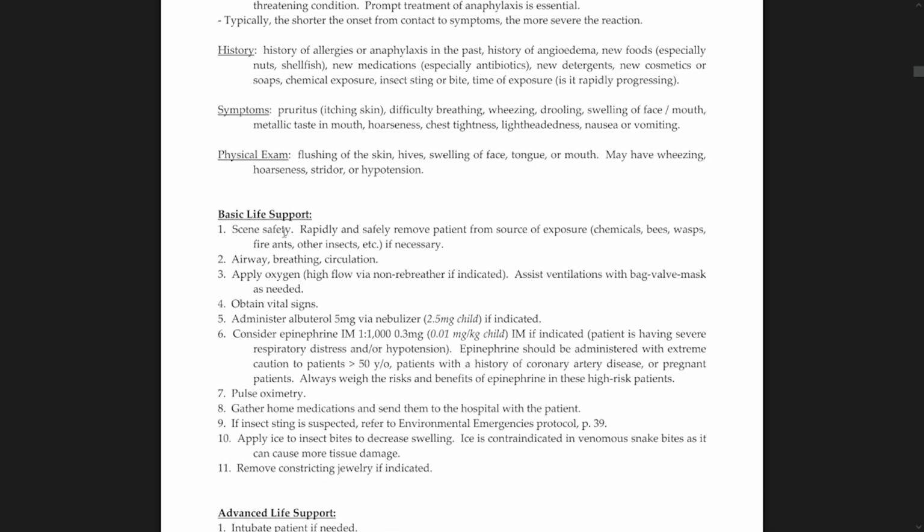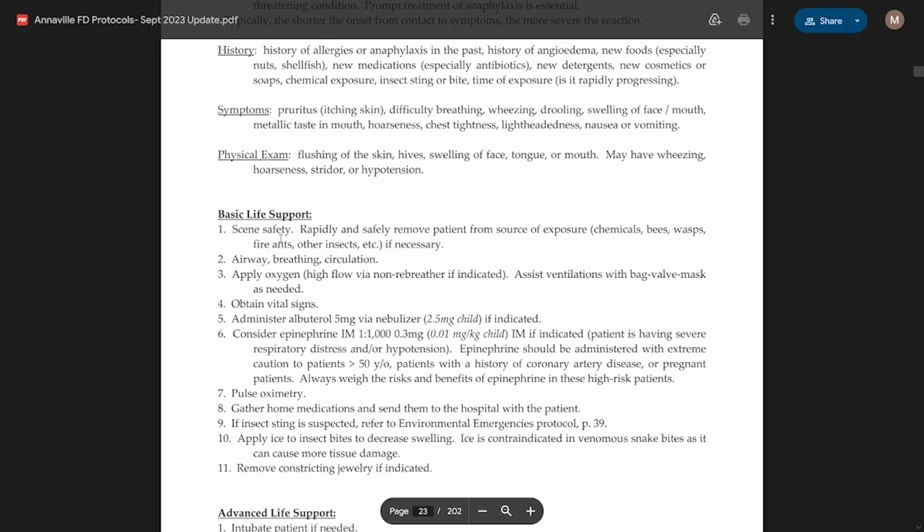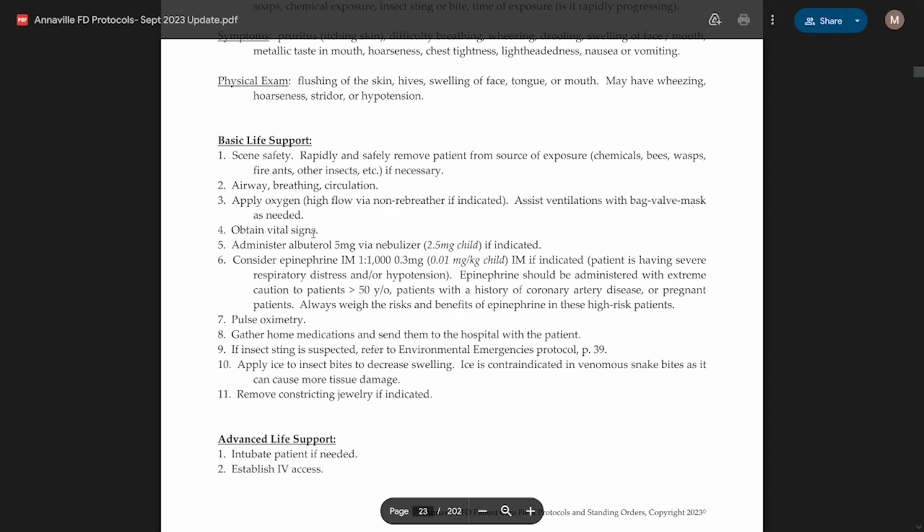So, for BSI, you want to watch out for scene safety. If you can, safely and rapidly remove the patient from the source of exposure, such as chemicals, bees, wasps, fire ants, and other insects. Make sure you watch out for ABCs. Apply oxygen via a non-rebreather mask. Assist ventilations with BVM if needed. Obtain vital signs. Administer albuterol, 5 milligrams via nebulizer or 2.5 milligrams if it's a child.